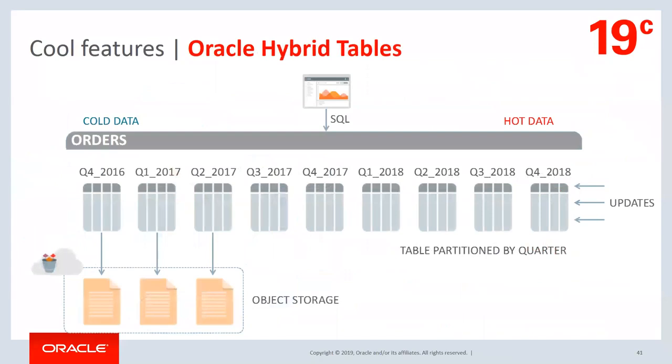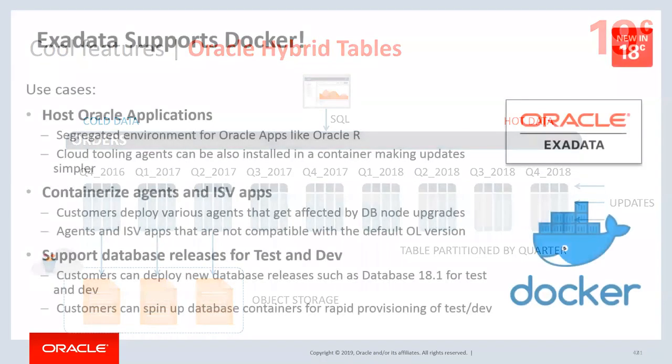Hybrid tables are enabled on 19c, so you have a table which is partitioned, and you can have parts of your partitions on something other than an Oracle database. You can put part of your partitions on Oracle Object Storage, for example, or any other object storage which might be cheaper for you to use, but still available inside the normal tables. You can still query it.